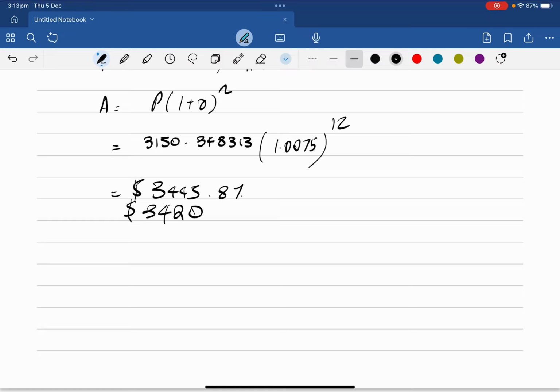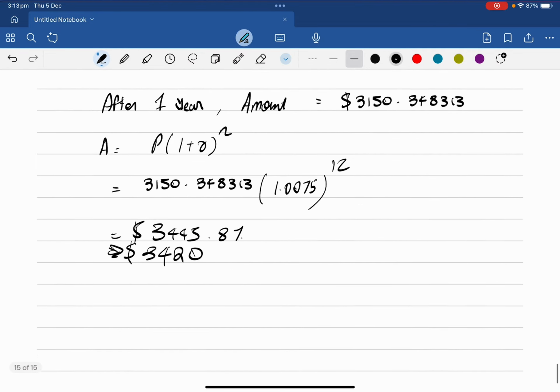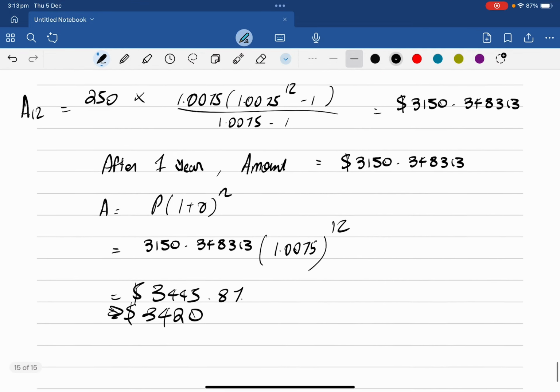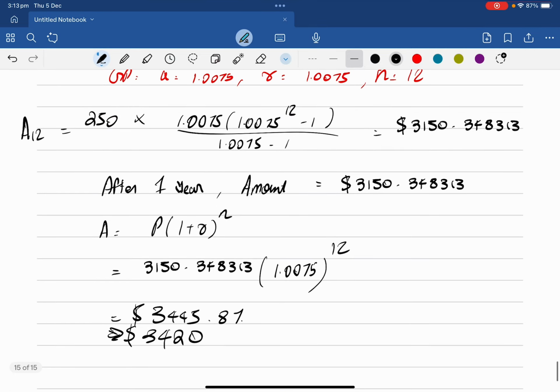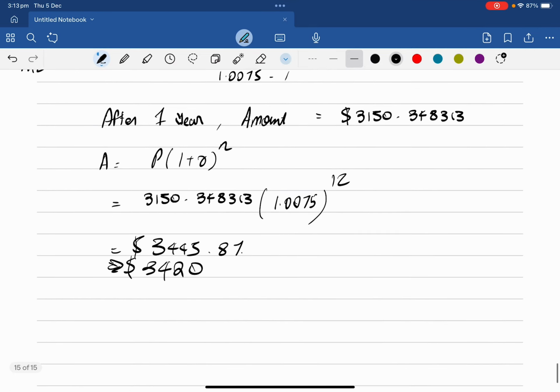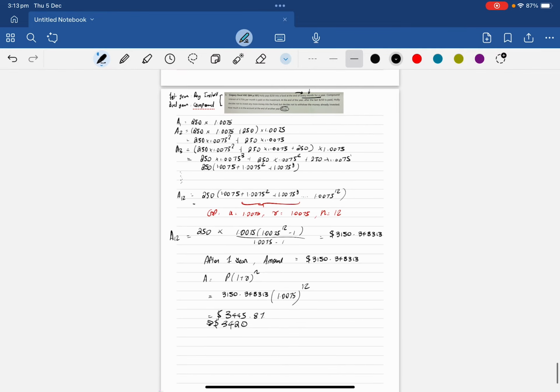So see where you went wrong and kind of come back to this. Let's really see if rounding made the error. 3150 times 1.0075 to the power 12. Now, rounding did not make the error. So that's all I'm getting. If you found the mistake, do spot it down in the comments. Thank you.